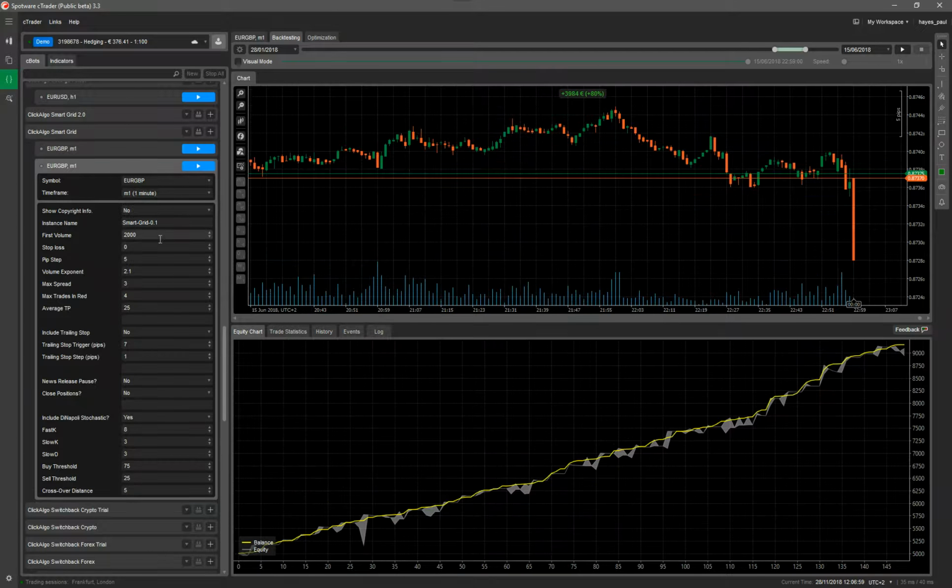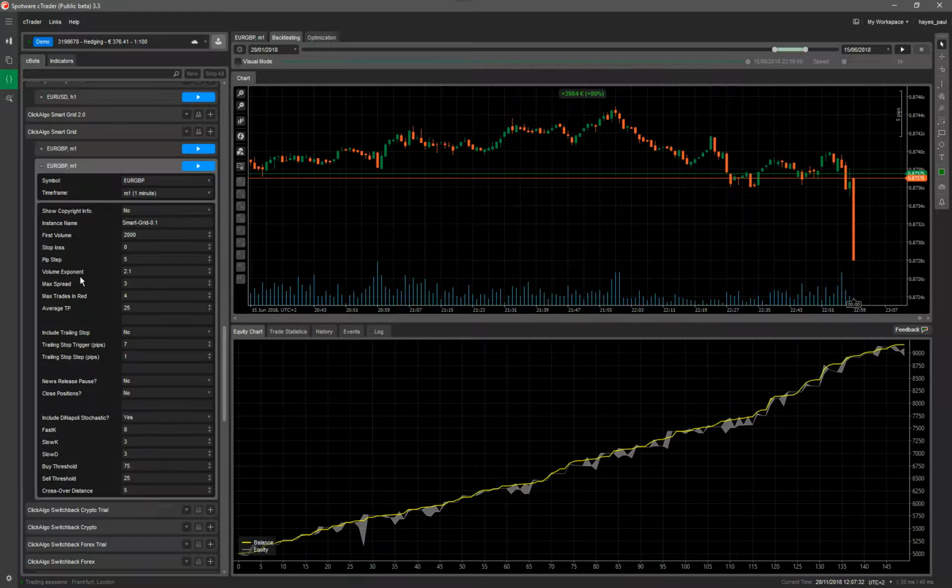So going back to this view here, now we've got pip step. It might sound crazy for a Euro GBP currency, but every time the price retraces 5 pips, it opens a position in the opposite direction. So if it retraces south 5 pips, it will open a long position. If it drops down again another 5 pips, it'll open up another long position. Each time it opens a position, it uses a volume exponent. The volume exponent means that every time a position opens, it goes back and opens up another one with double the volume.